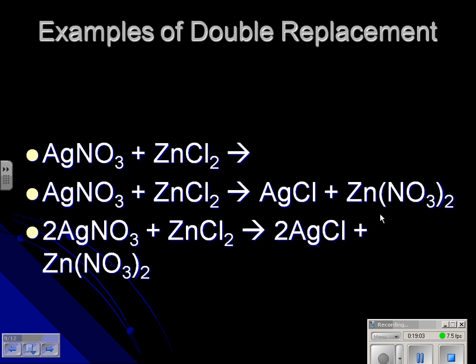So single replacement is element in compound, making an element in compound. Double replacement is compound in compound, making compound in compound. They're just swapping partners. Okay, so that is double replacement.